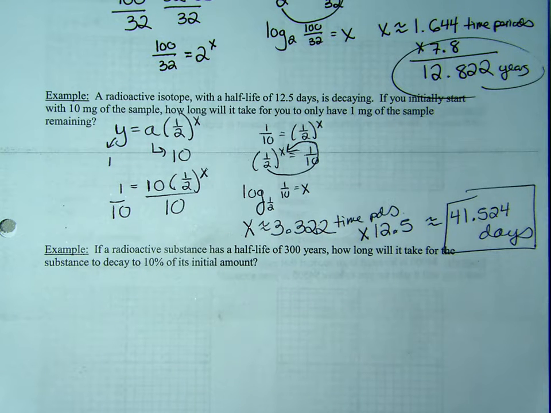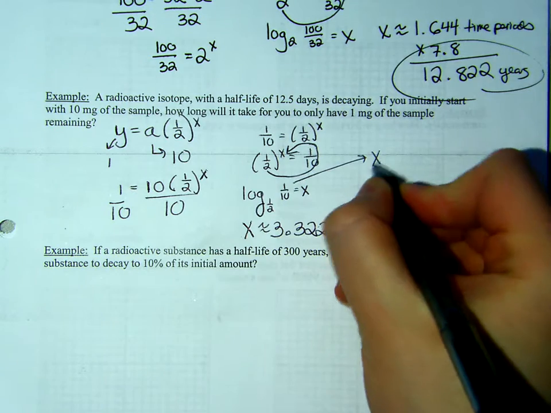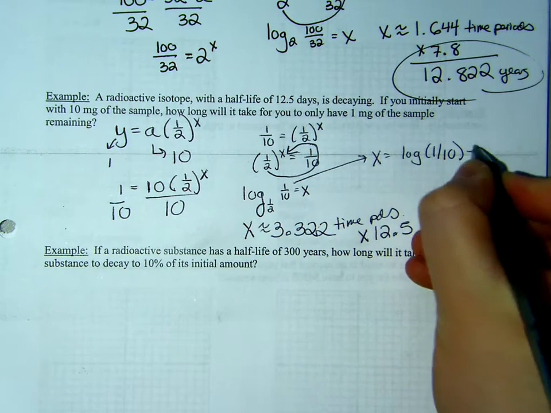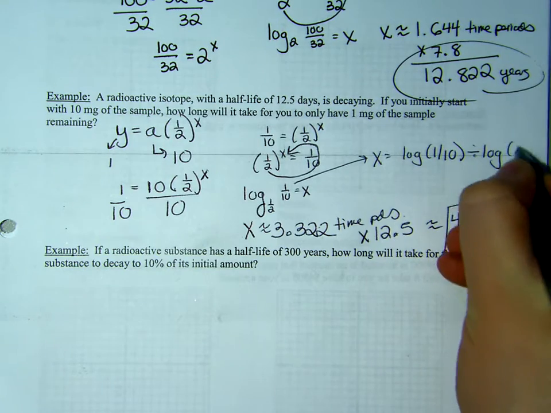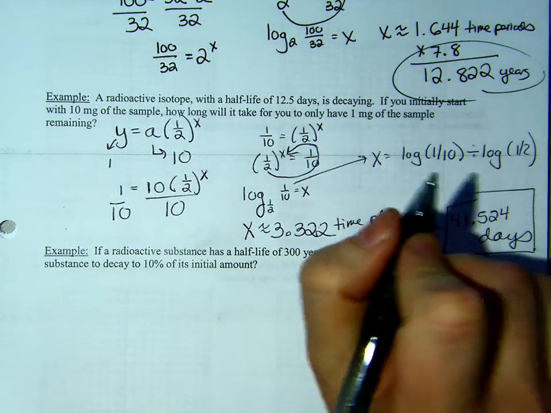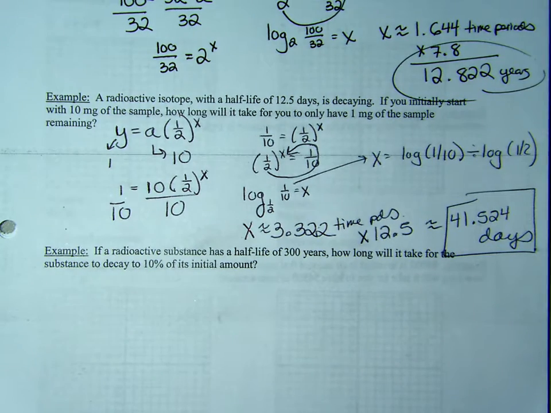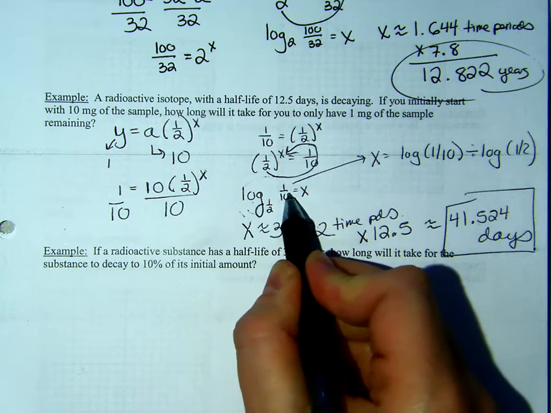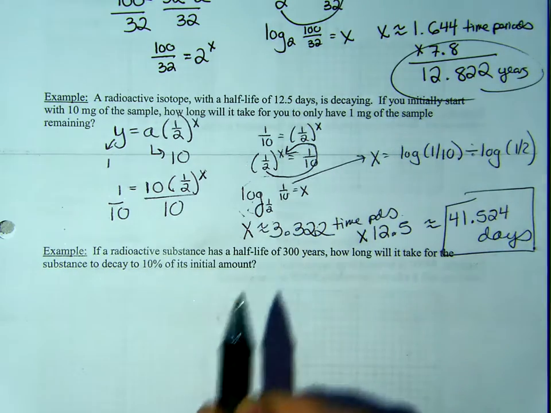Wait, so when you log it, it's the log of the one thing divided by the other log? So you're going to type this in as log of 1/10 divided by log of 1/2. Why is 1/10 bigger than... No, because that's how we always evaluate these logarithms: the log of the thing over here divided by the log of the base.